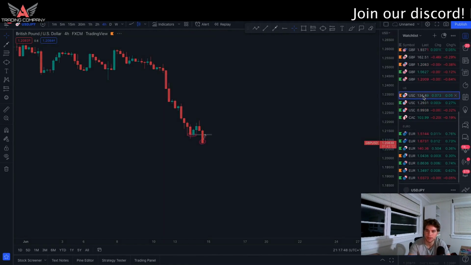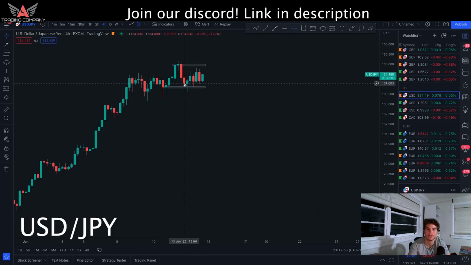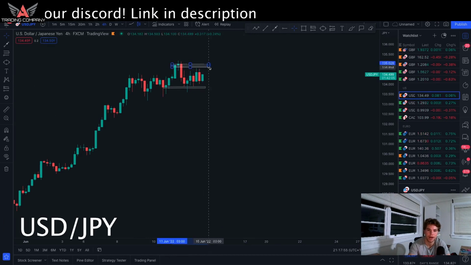Okay, there's a few more setups I want to talk about. USD JPY I want to talk about because it's presenting a really nice consolidation.